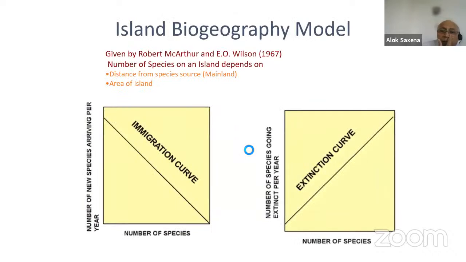Let me go to the first slide. Here, if you see, in the beginning, when there is no species on an island, the immigration rate is very high. A lot of species come, and slowly, as the number increases, the rate of immigration comes down. The reverse is extinction. Initially, extinction is very low because a lot of resources are there, so species colonize the island. But when there is competition and limited resources on the island, extinction starts. So with time, extinction increases.